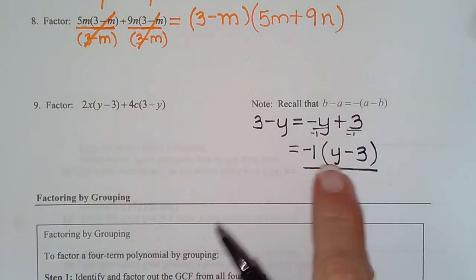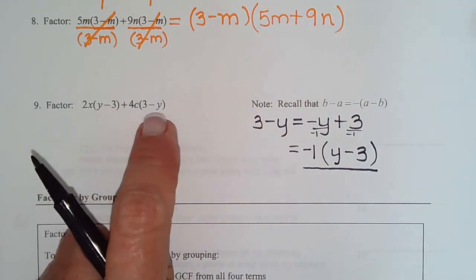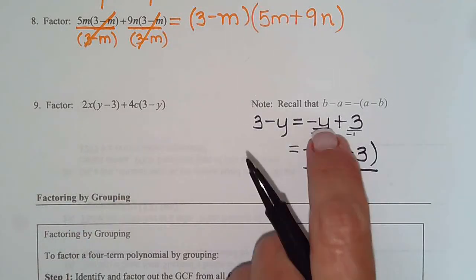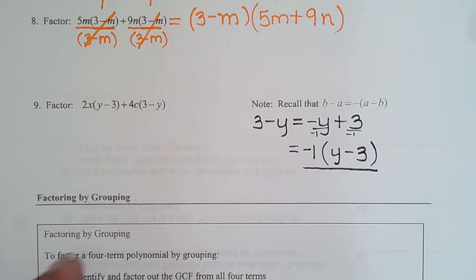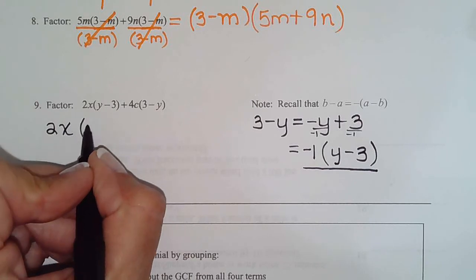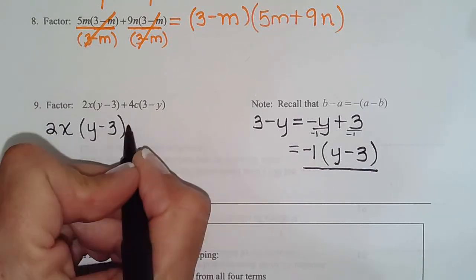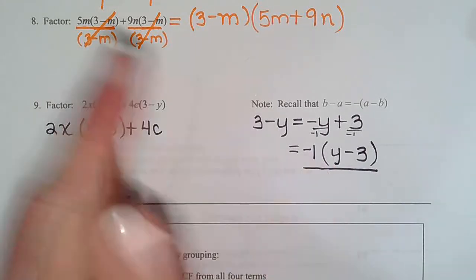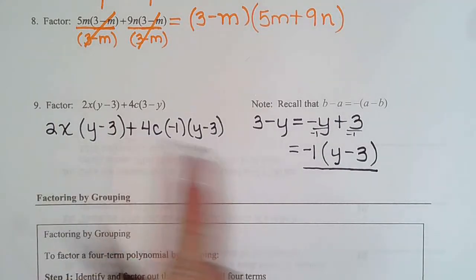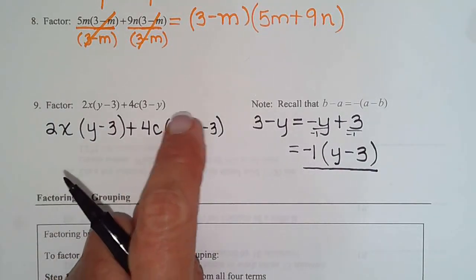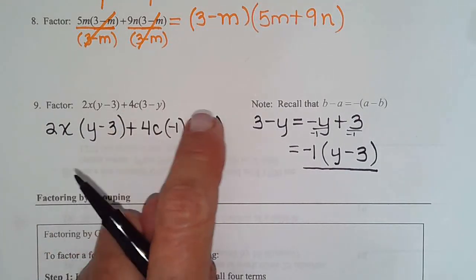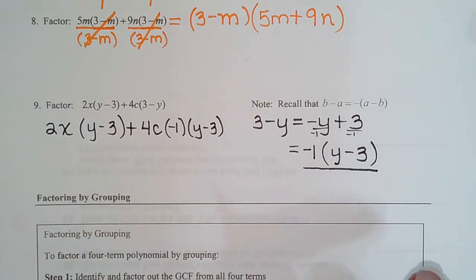So why would we do this? Because we want this to match that. And our terms aren't in the right order, so that tells us, oh, I need to turn the terms around. But when you turn the terms around, you see that leading coefficient's negative. So this is how I could rewrite it, 2x times y minus 3 plus 4c times negative 1 times y minus 3. And remember, I'm not doing anything illegal here because this still gives me that. I'm just making it look different. So it still gives me negative y. It still gives me positive 3 when I distribute it.